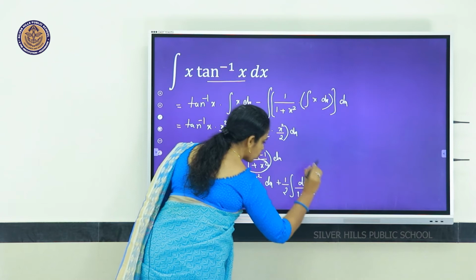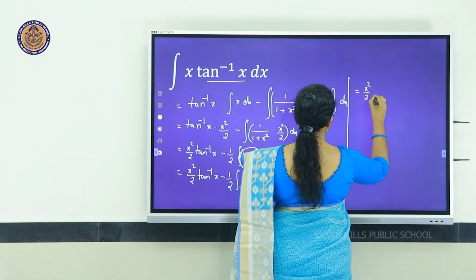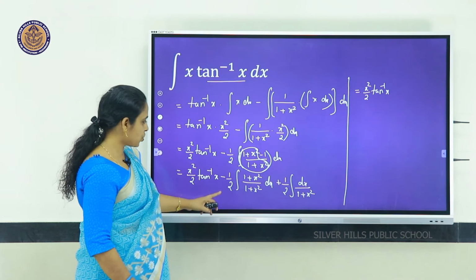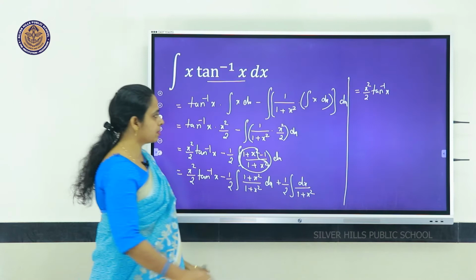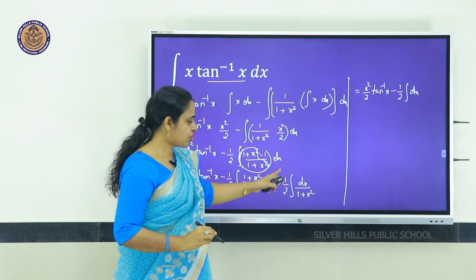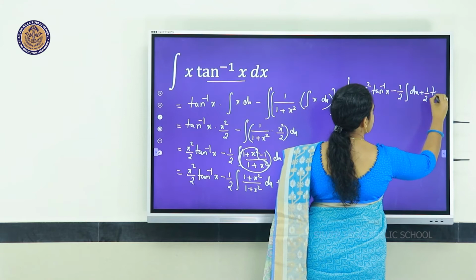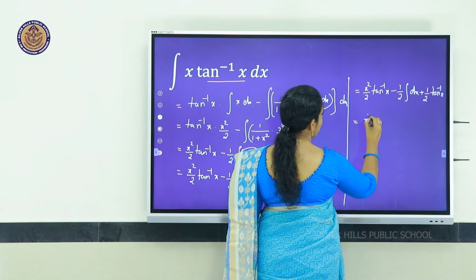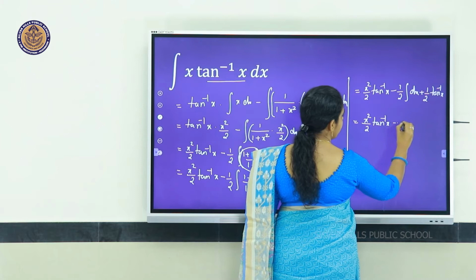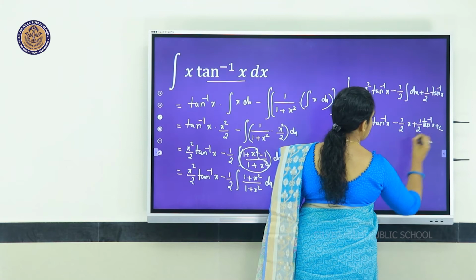First term, no change. We will get x square by 2 tan inverse x. Then the next term, minus 1 by 2 integral dx. And what about the next term? What is this? Have you studied? Integral 1 by 1 plus x square dx. It is tan inverse x. So 1 by 2 tan inverse x. Equal to x square by 2 tan inverse x minus 1 by 2 x plus 1 by 2 tan inverse x plus the constant c. Got the final answer.